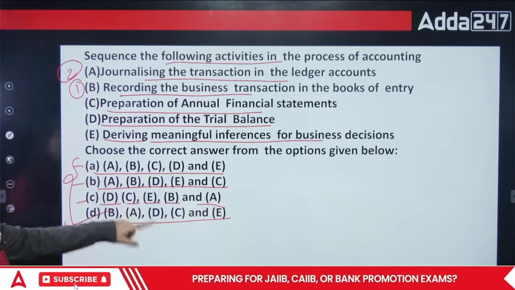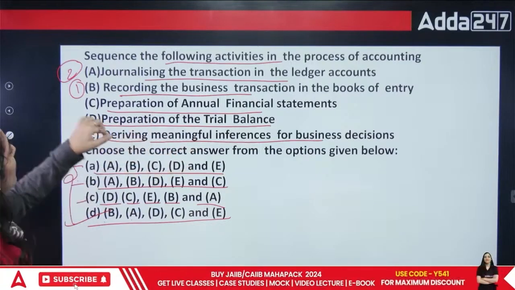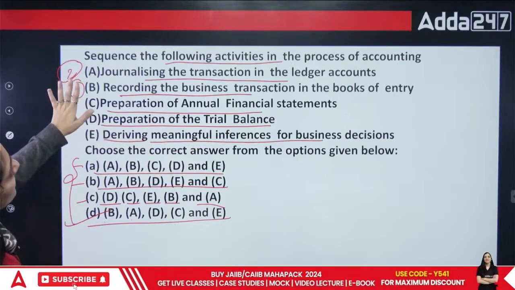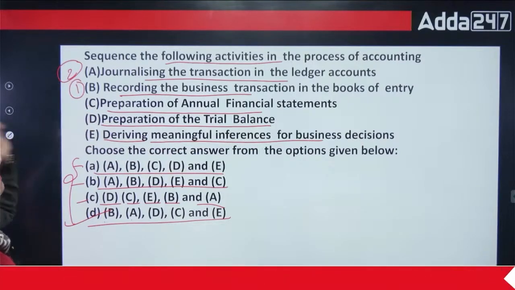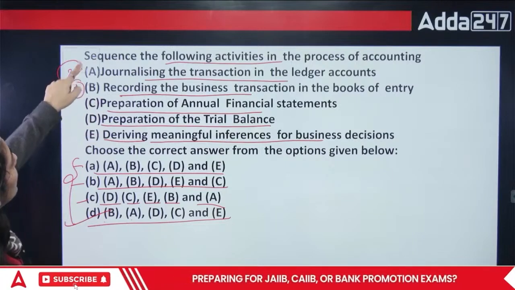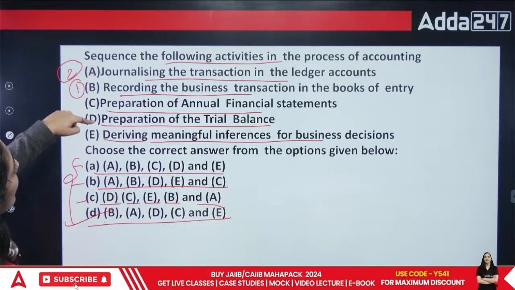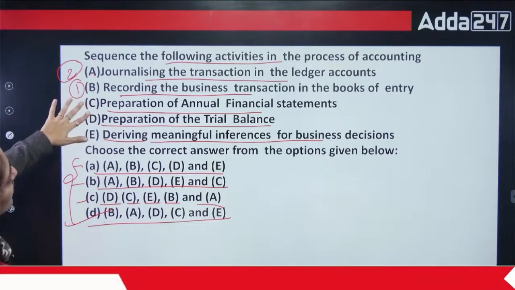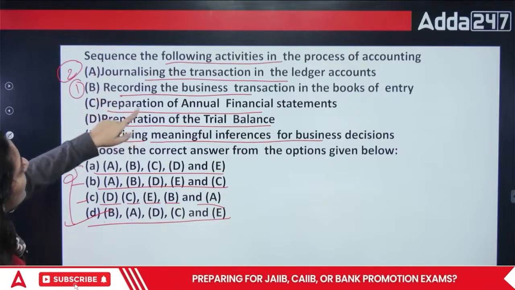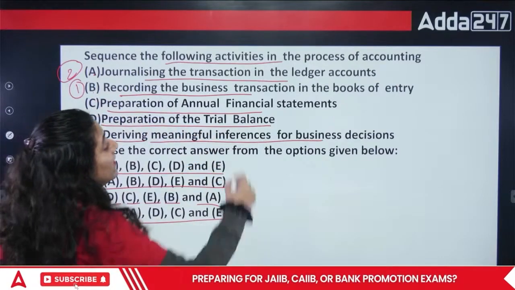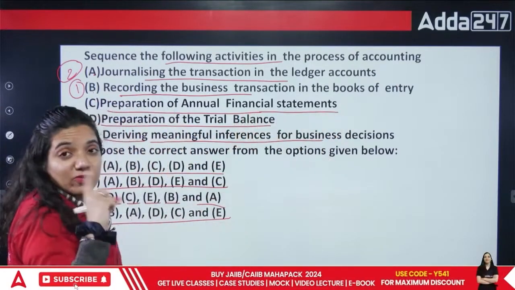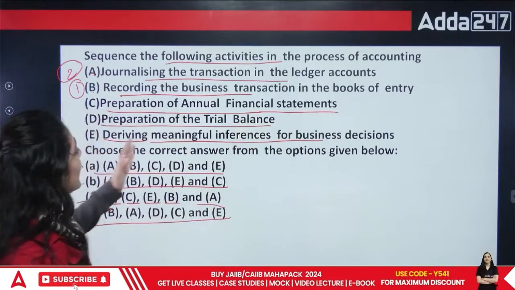B, A. Then D is preparation of the trial balance. First of all, you record in journal, then you prepare the trial balance. They have given the ledger. This is journal, this is ledger. Then after ledger is done, you have the area of annual financial statements. You prepare your balance sheets, and then after the preparation of your balance sheet, what will you do? You will derive the meaningful inferences.